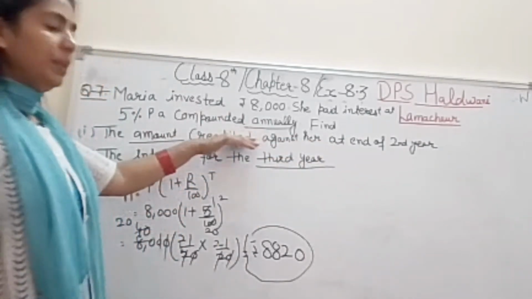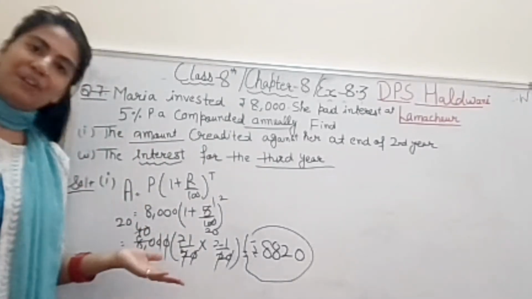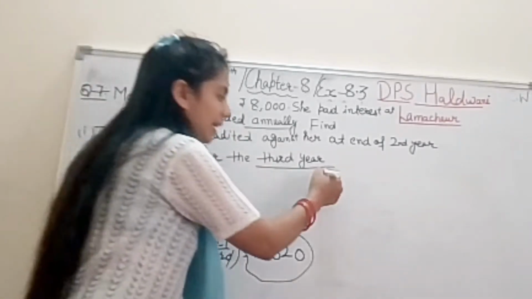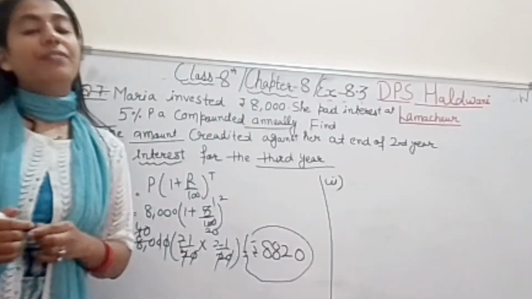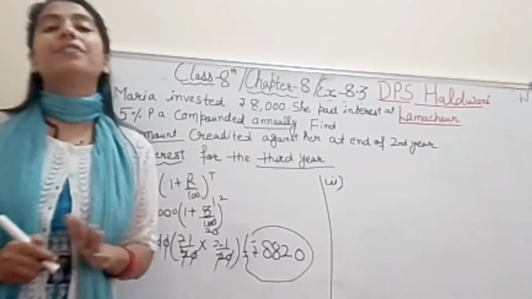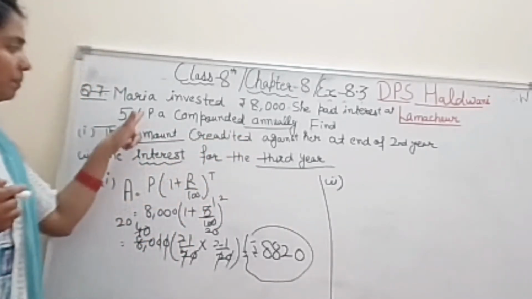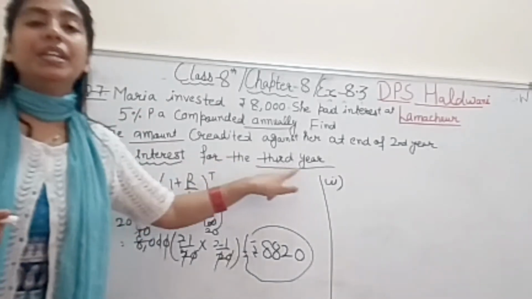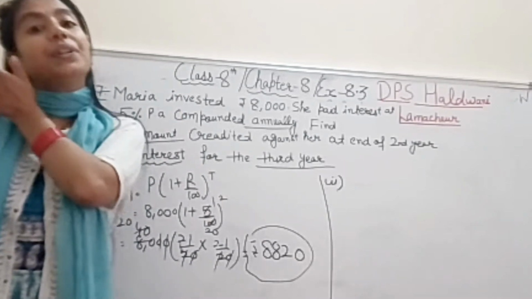But student, don't go with the wording. You just see what you need to take out. That's it. Very simple, student. Now see the second part. What is the second part? The interest. You will find out the interest at the end of year for the third year. It means principal will be same, rate will be same, but the time will be 3 years. Because third year is asked, so at third year means time is 3 years.